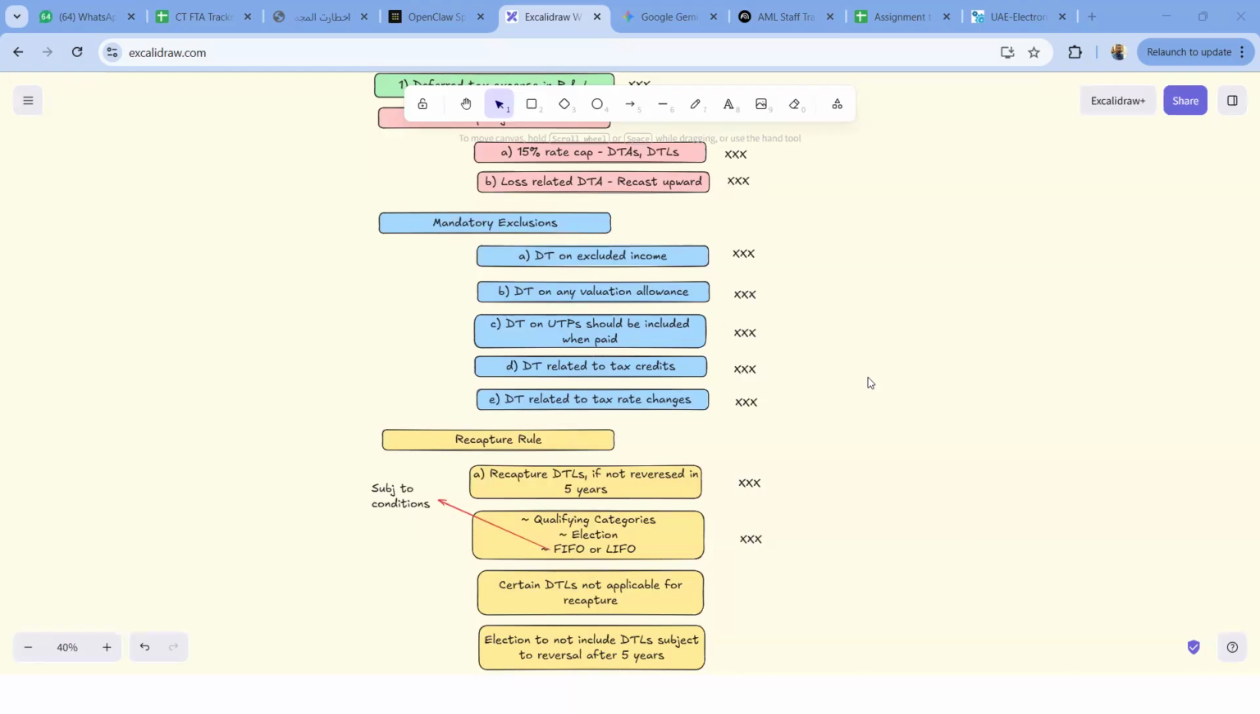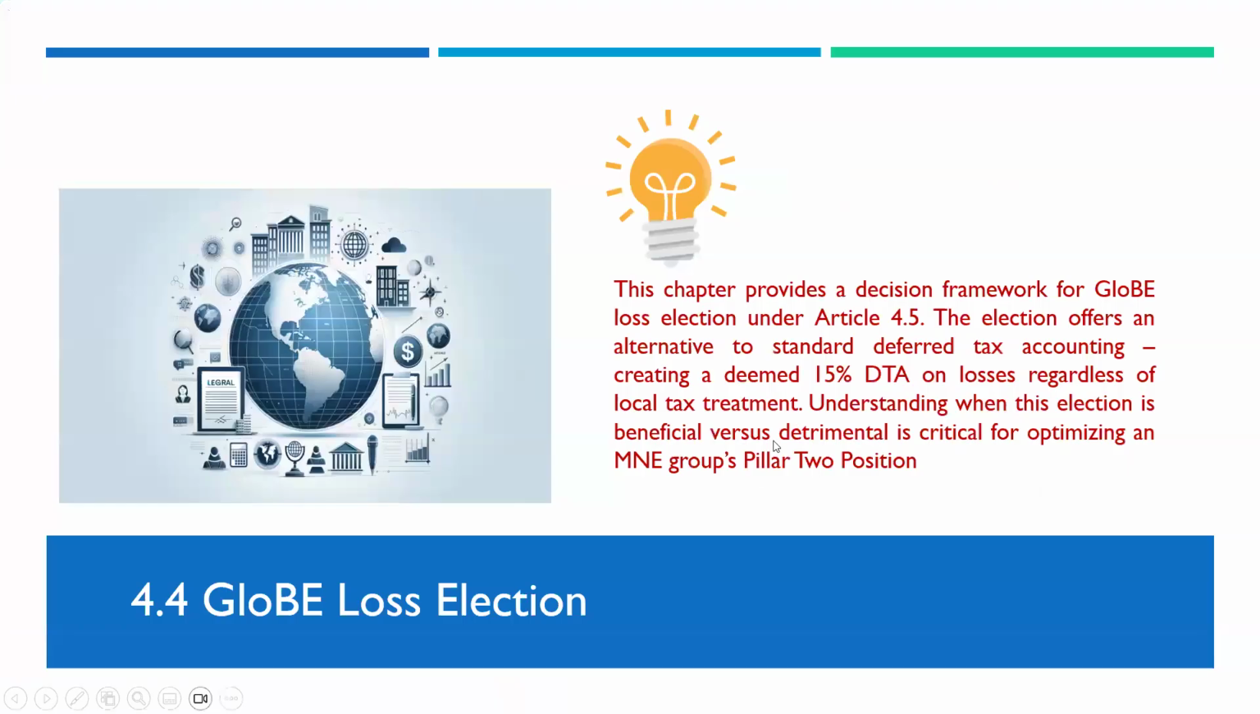Now, why do you think it is an election? Because you can only take it if it is advantageous for you. This, mind you, has a lot of disadvantages also. It could really screw up your covered taxes as well. You can bring down the denominator, thereby bringing down the ETR. So you have to be very careful when to choose this election, and what this election is, we will understand. Okay, so with that background, we will start the session.